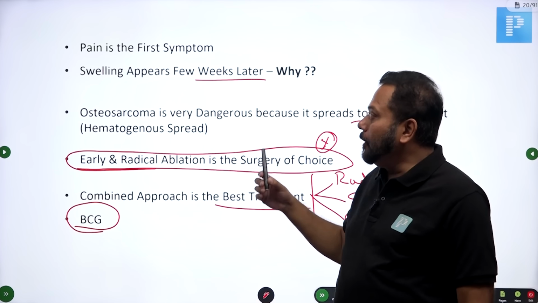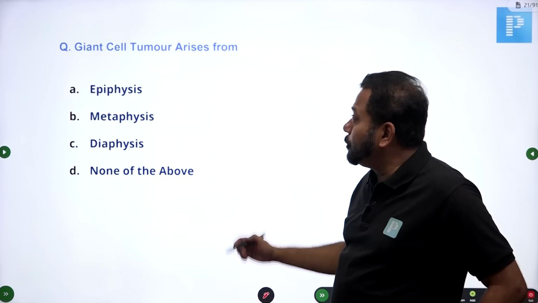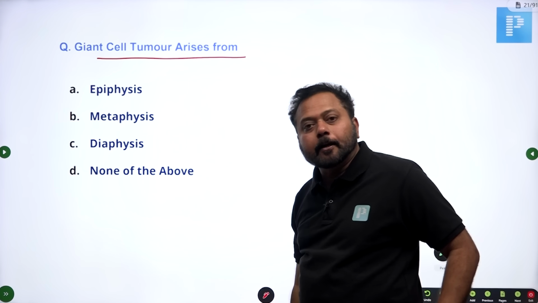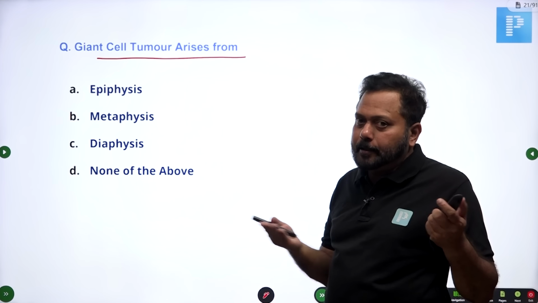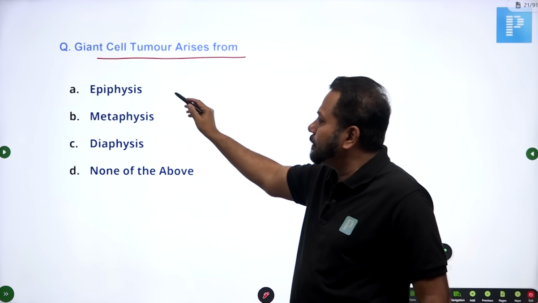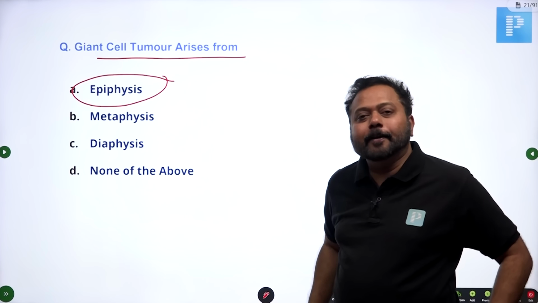Okay. Now, coming to the next question. Giant cell tumor arises from epiphysis, metaphysis, diaphysis, none of the above. Obviously, you know the answer. Just a few minutes back, we discussed this. Giant cell tumor arises from epiphysis.